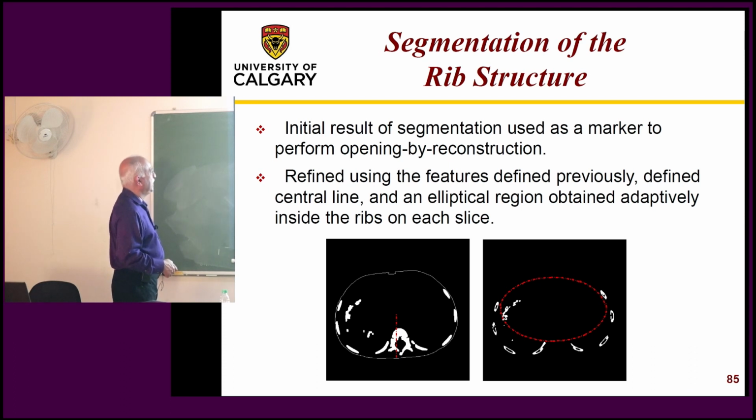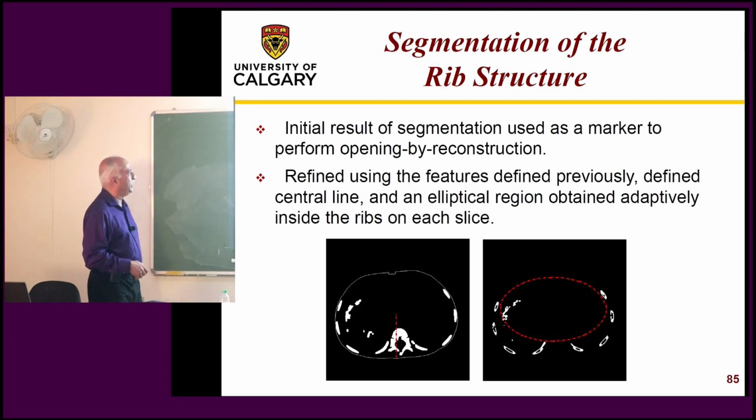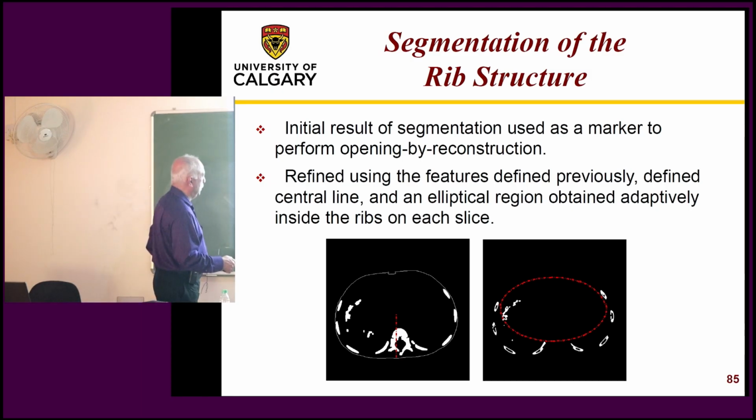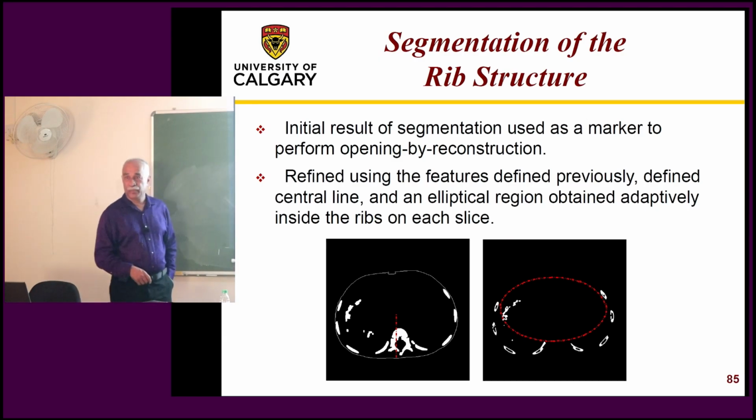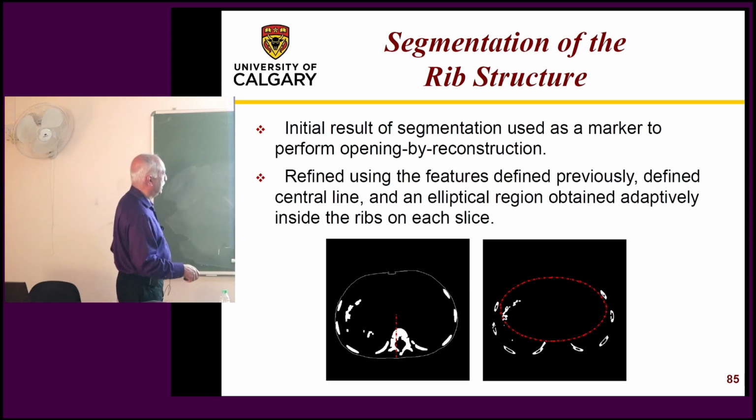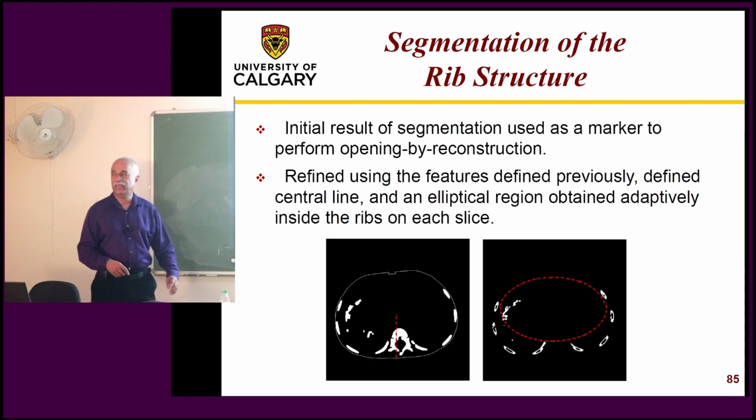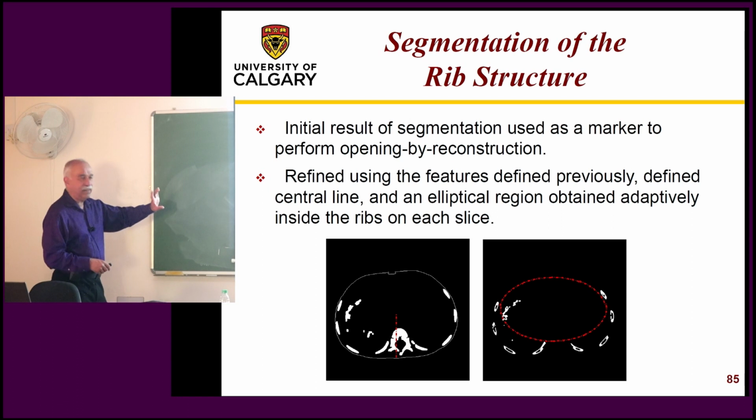There is a central line that is defined and an elliptic region obtained adaptively inside the ribs on each slice. So we find a central line using the skin boundary and say that should pass through the vertebral column. And then we draw a circle here based upon this and say the abdominal organs should be mostly contained within that region. Not always, but these are reference regions that are marked.